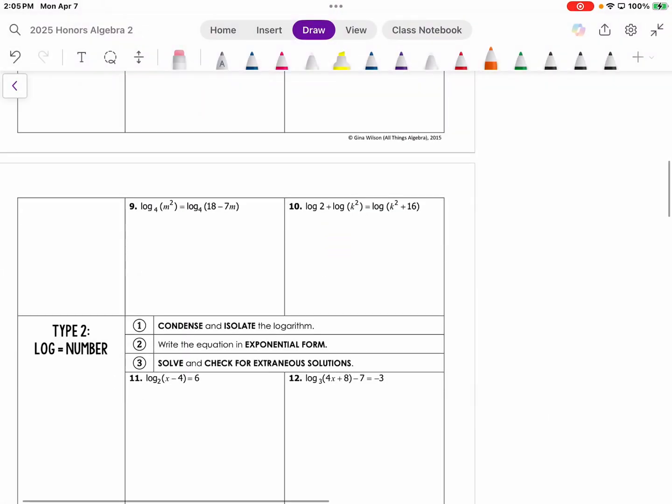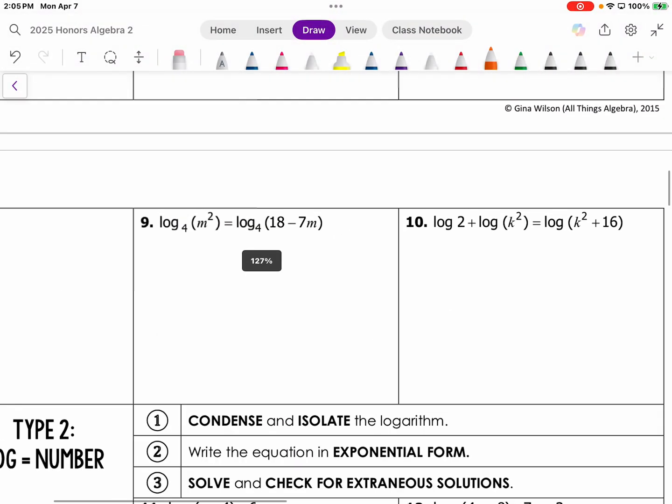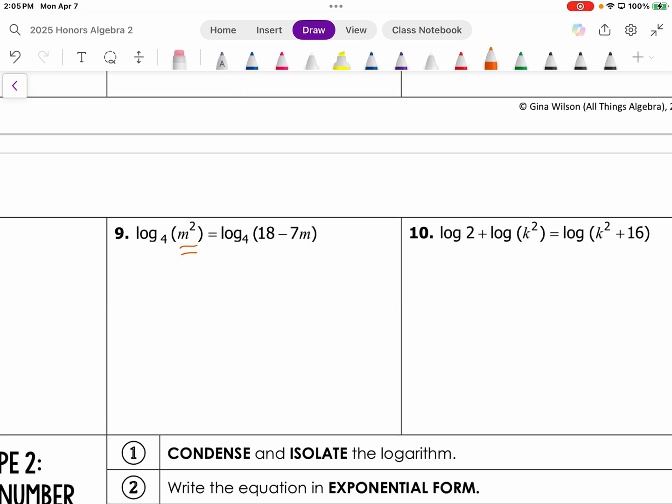Here is type 2. Ooh, look at this one. That one's got an m squared in there. Let's put that in our notes. Let's do number 9 before we go on to the next one. Let's put number 9 in there because we need to have an example of that.